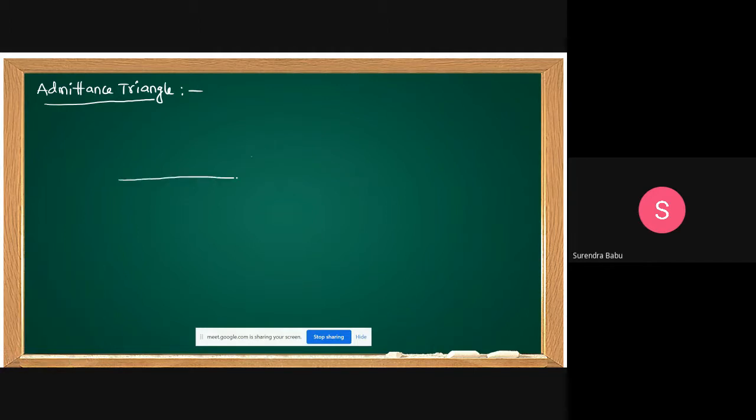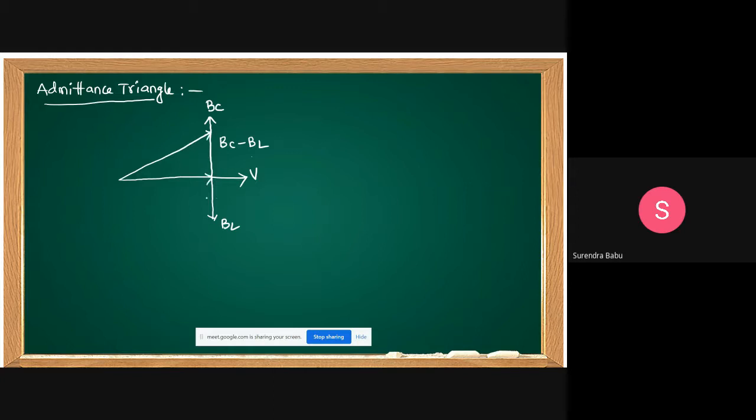V is the reference. We are assuming IC greater than IL, that's why BC minus BL. This is BL, and this is BC. The resultant is this one. BC minus BL is less than BC.